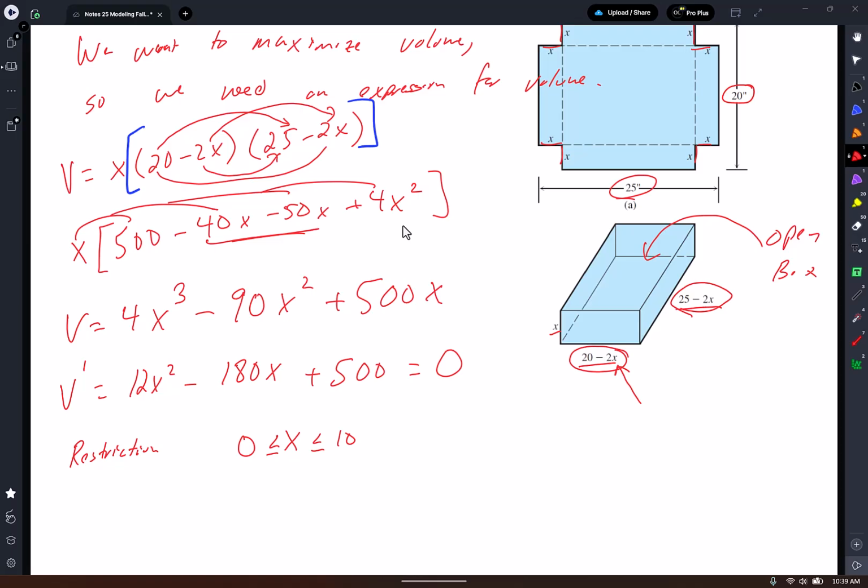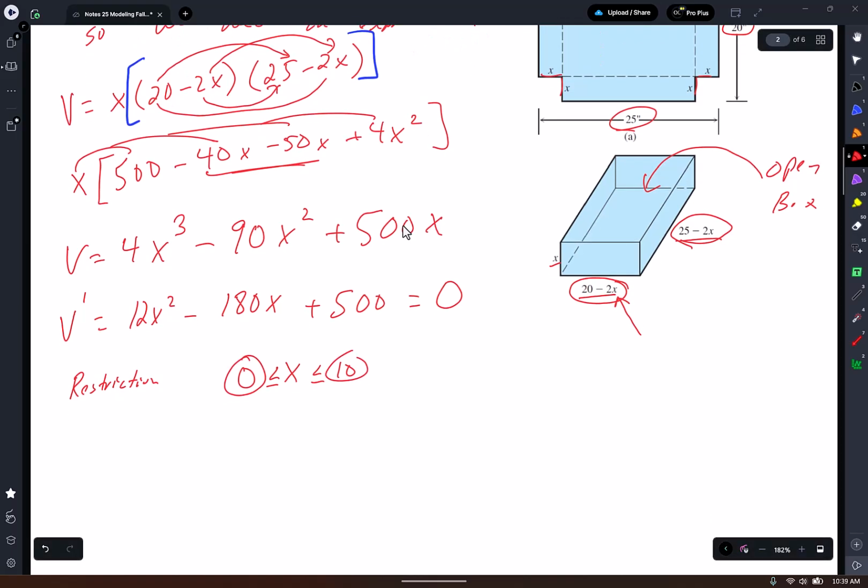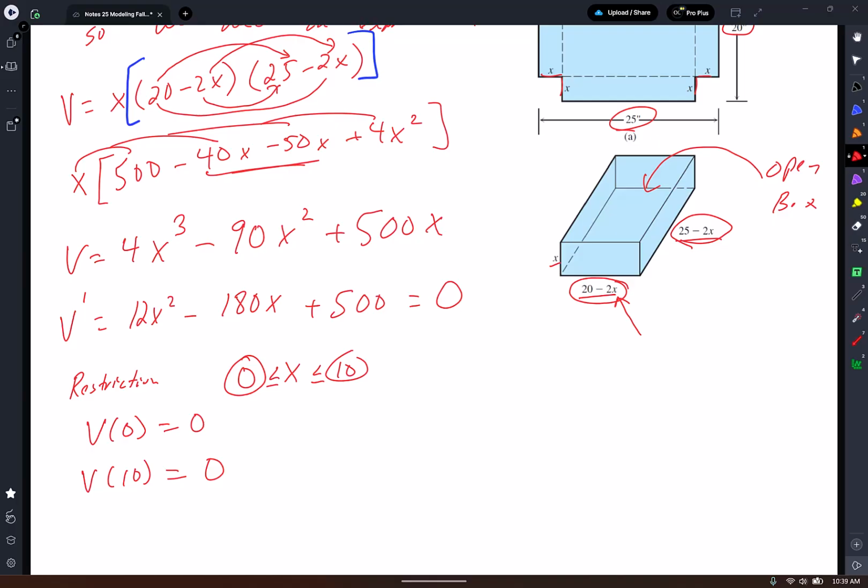So based off of that, because of this, you see this and this, you can say this right off the bat. Volume at 0 equals 0. Volume at 10 equals 0. So what does that mean?